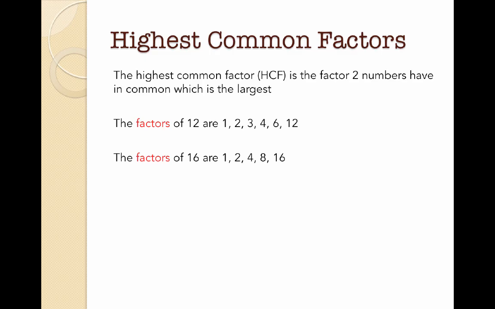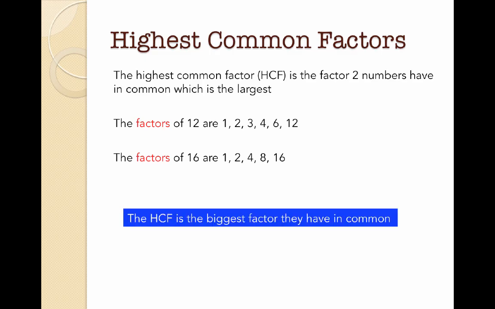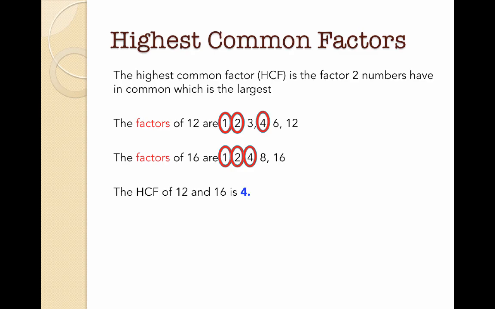We'll notice that they have a couple of numbers in common. For example, they have 1 in common, they have 2 in common, and they also have 4 in common. The highest common factor, or HCF, is the biggest factor that they have in common. In this case, the answer is going to be 4.